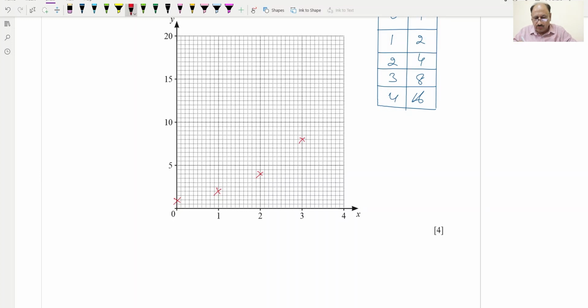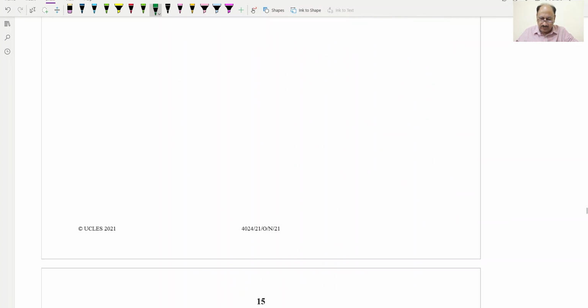Then comes 4 and 16, so 15 and 16. So this is the curve, very simple. In a 4-mark question, we have to draw a smooth curve like this one, and for that you need to practice a little. We have drawn an almost smooth curve, and this is our curve.